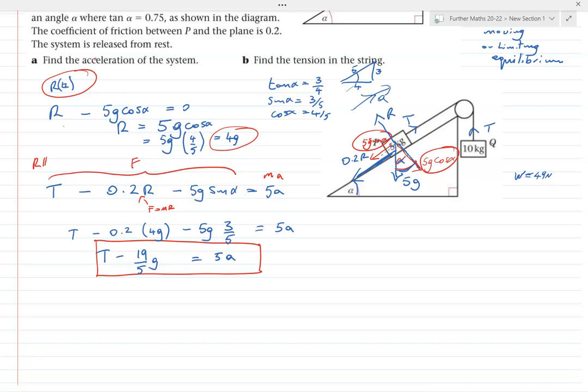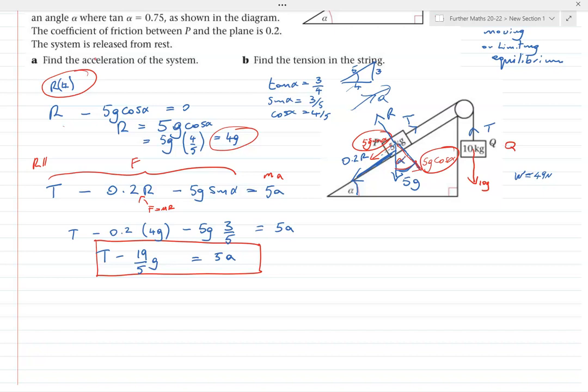Right, so now a far easier equation, in fact, is going to be for Q, because there are no components that we need to consider. We've got weight going downwards, which is 10g, and we've got tension going upwards.